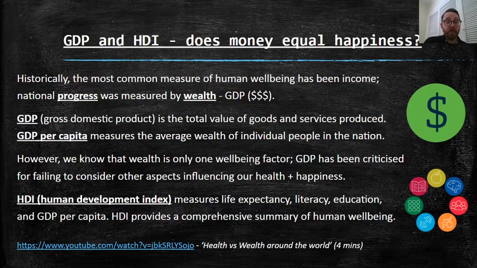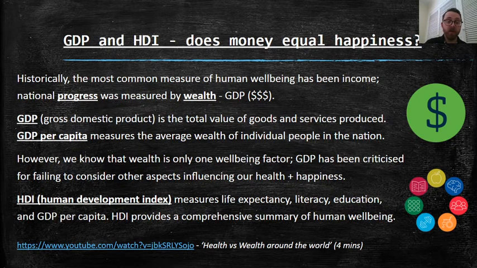GDP per capita, think per person. So GDP per capita measures the average wealth of individual people in the nation. So the GDP of Australia might be $3 billion, and the GDP per capita might be, okay, well, the average person in Australia makes $40,000, something like that.